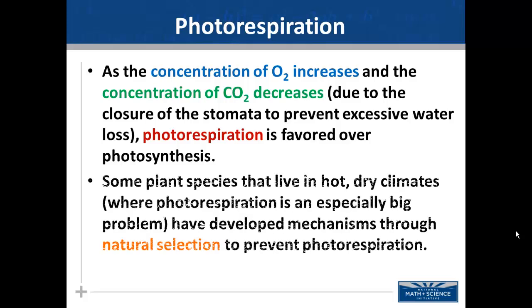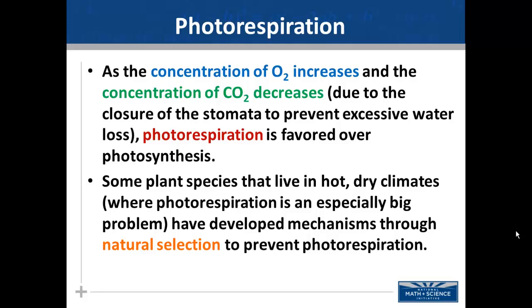Now, some plant species live in hot, dry climates, okay, where photorespiration is an especially big problem, right? You can imagine that in those dry areas, water stress is going to be a much more common occurrence than in a place like the rainforest, right, where there's plenty of water. So there are some plant species that live in those types of environments that, through the process of evolution, through natural selection, have developed mechanisms to prevent photorespiration.